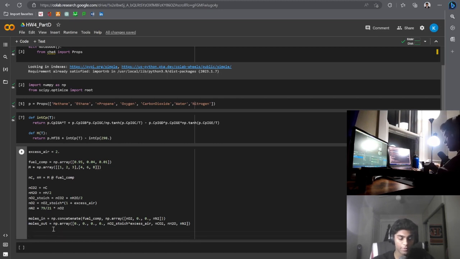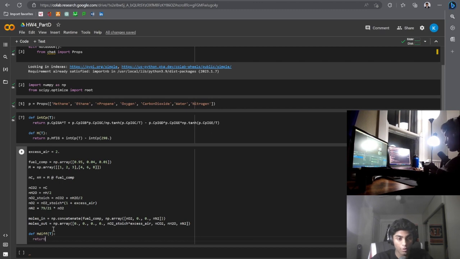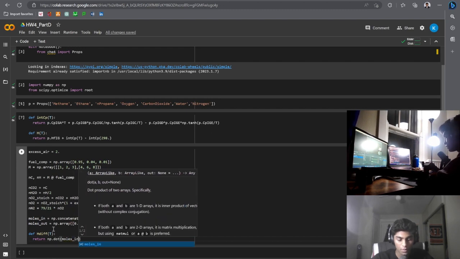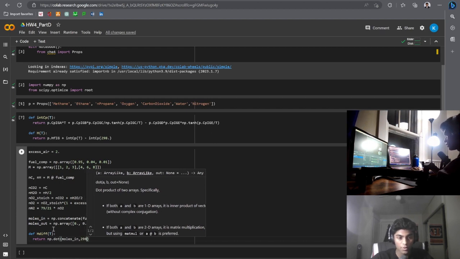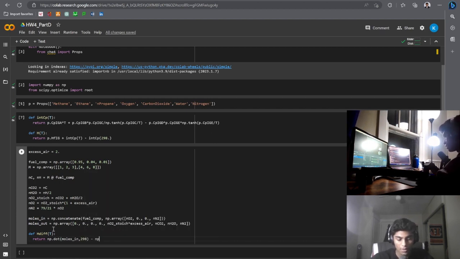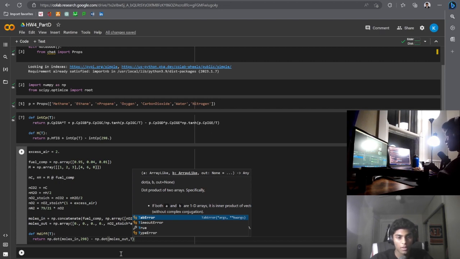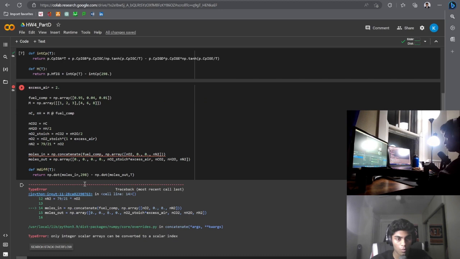Now the last thing to do is define one final function called hdiff, the difference in enthalpy, where we have an input of T. Now we want to return the dot product of the moles in times the moles in at 298, minus the dot product of moles out and T. And if it all works, let's see what happened here.